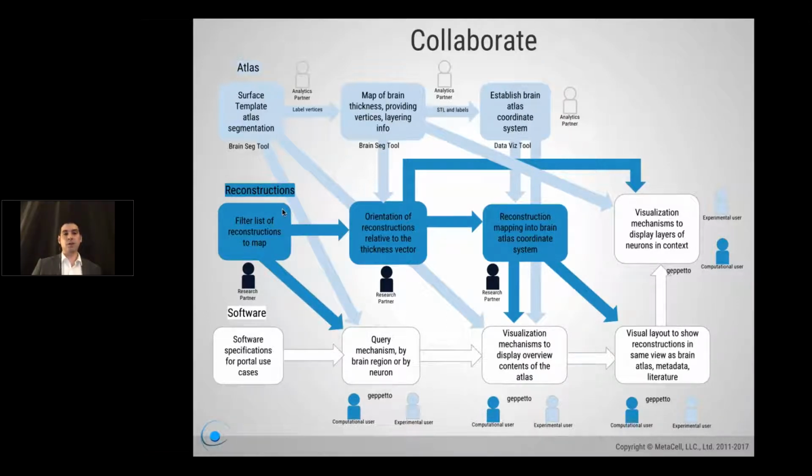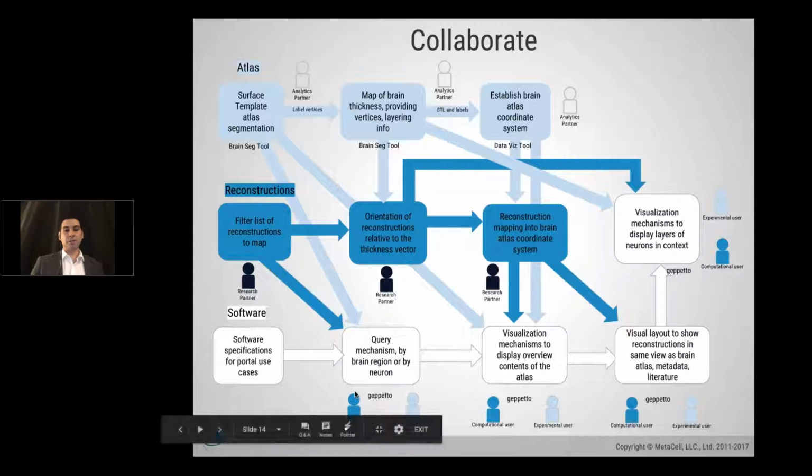You might have another set of partners that are working to do reconstructions of individual neurons, like the kinds that you saw there, which may involve deciding which neurons to reconstruct, and then being able to make sure that your reconstructions have appropriate landmarks so that they can be put in the context of the larger anatomical atlas, so they can be scaled appropriately, so they can be oriented appropriately, and then so that they can be mapped into a coordinate system.